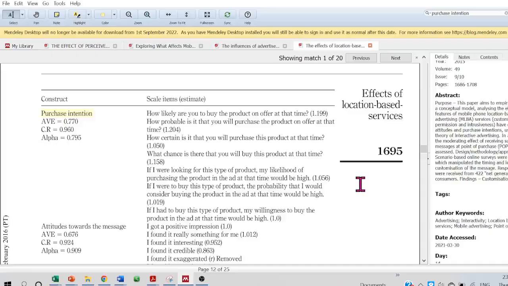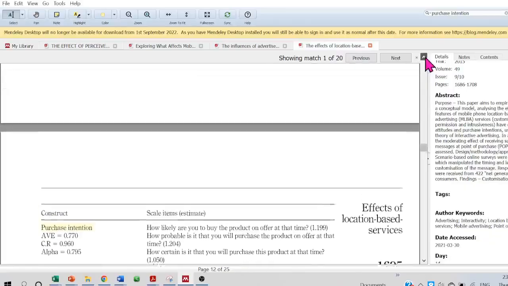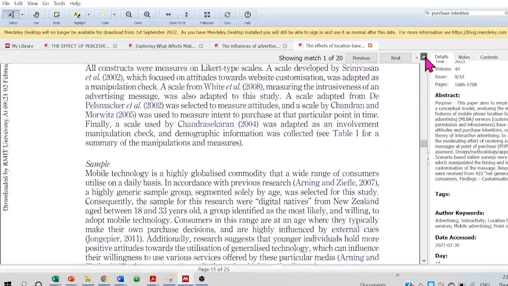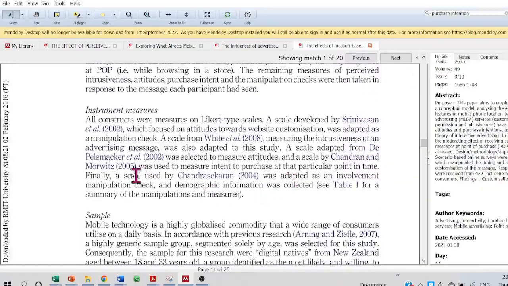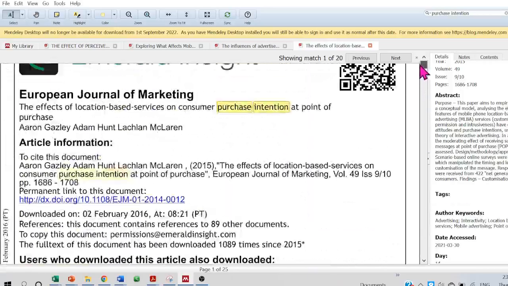Now, which paper would you refer to when you're mentioning the scale in your paper? You have a choice. Well, you can refer to the paper that's been given as a source within this paper. For example, over here, this paper has made reference to Chandran and Morwitz. So you can make a reference to this paper, or alternately, you can make a reference to the paper itself. What is the name of this paper? Author's name here? It's Gasly. So you have a choice whether you make a reference to that author or this author.